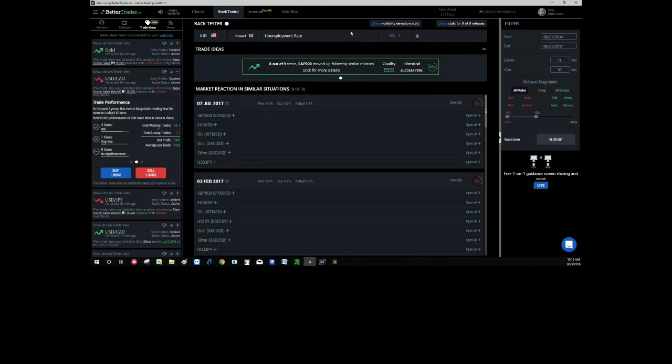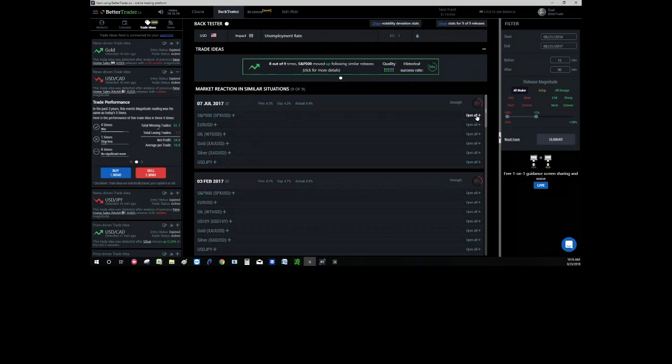A weaker unemployment rate happened 9 times in the last 3 years. I can set up the dates here. 8 out of 9 times, the S&P 500 moved up. So I know I want to focus on the S&P 500, but it sounds a bit weird. The S&P went up after a negative unemployment rate. Strange. Let's see the charts, and this is the power.